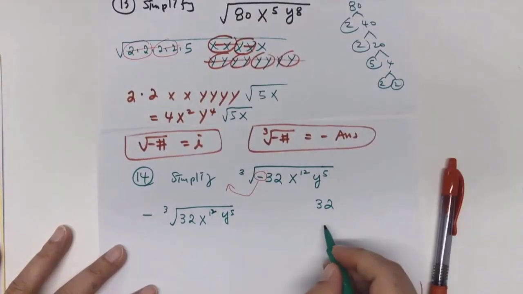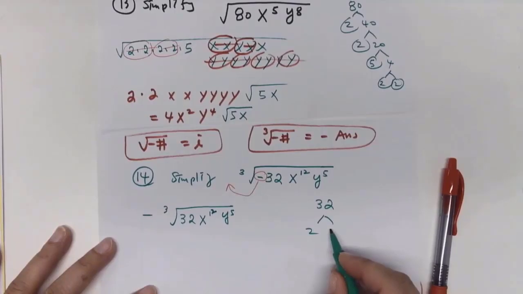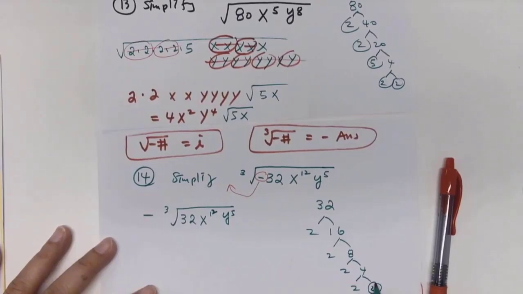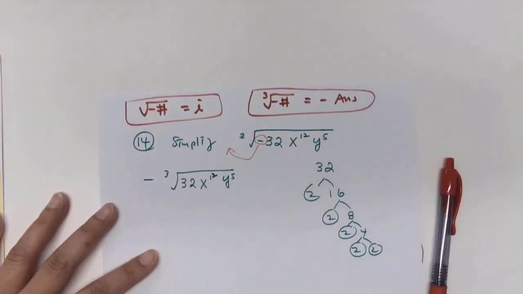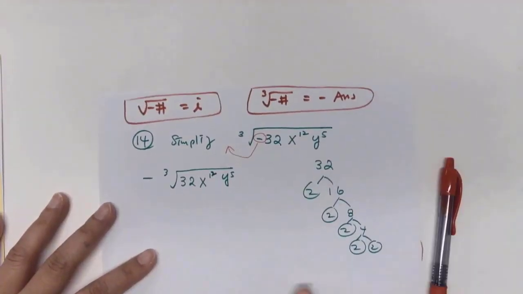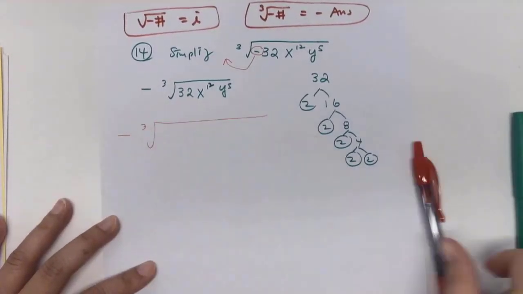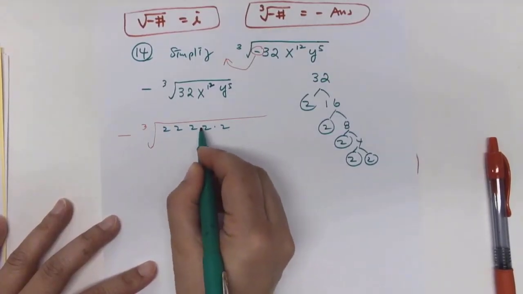32 is 2 times 16. Okay, 16 is 8 times 2, okay, 8 is 4 times 2, and 4 is 2 times 2. So we have 1, 2, 3, 4, 5. We have 5 of them. When this is a cube root, how many as a group do I need? 3 as a group. So negative, this is a cube root. I have 1, 2, 3, 4, 5.